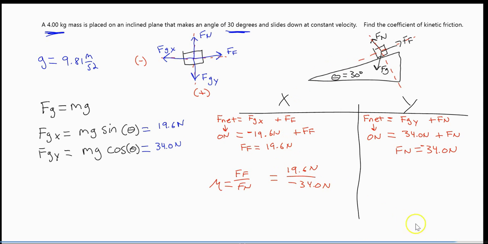So I plug this in a calculator, and I find negative 0.576 is my coefficient. Like we just talked about, I need to take the absolute values, because this equation only relates magnitudes, so I'm just going to change that to a positive. Now I've found that my coefficient of kinetic friction is 0.576 between whatever this mass is and that plane.